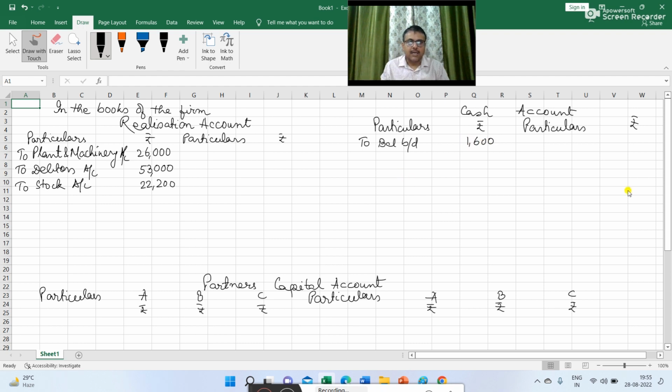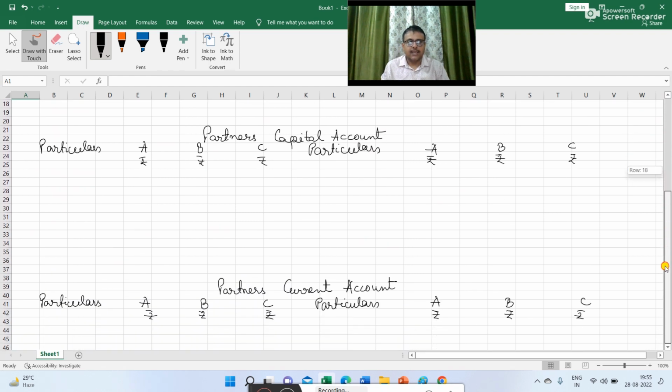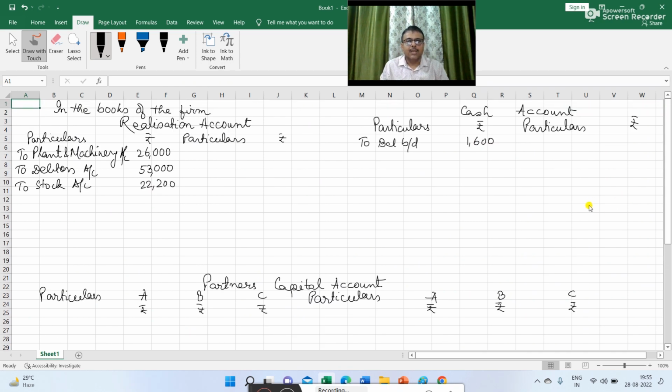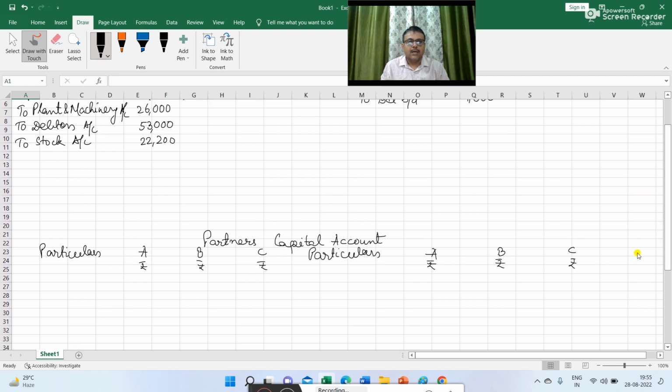Then we have B's current account. So in partner's current account, I have to record to balance BD 2,000 and 6,000. Now come to the liability side. So first item is the capital of A, B and C. So in partner's capital account, I am recording by balance BD 24,000, 8,000 and 4,000.